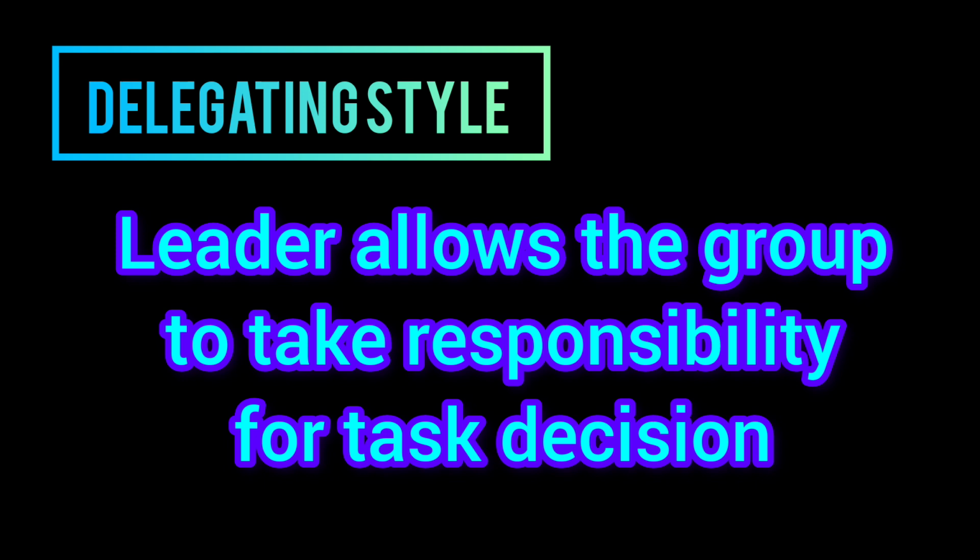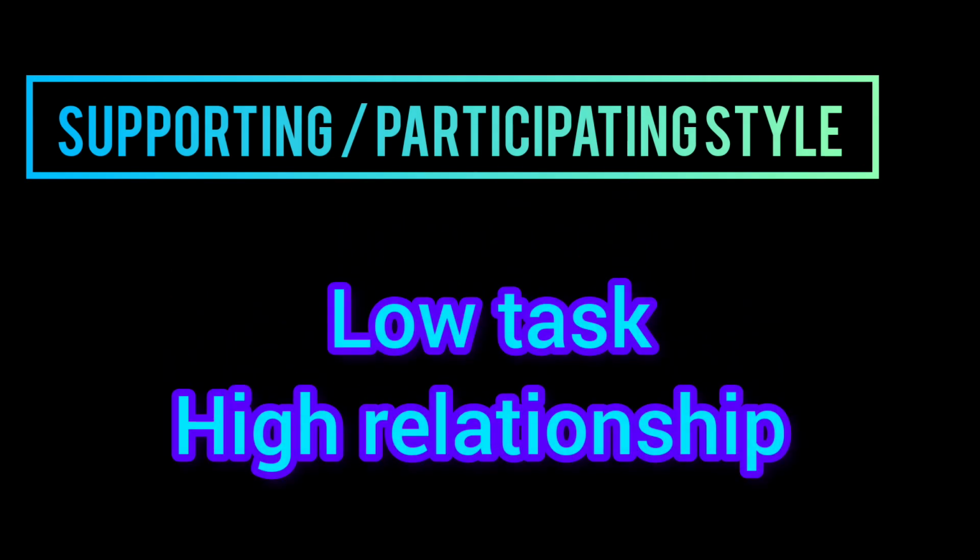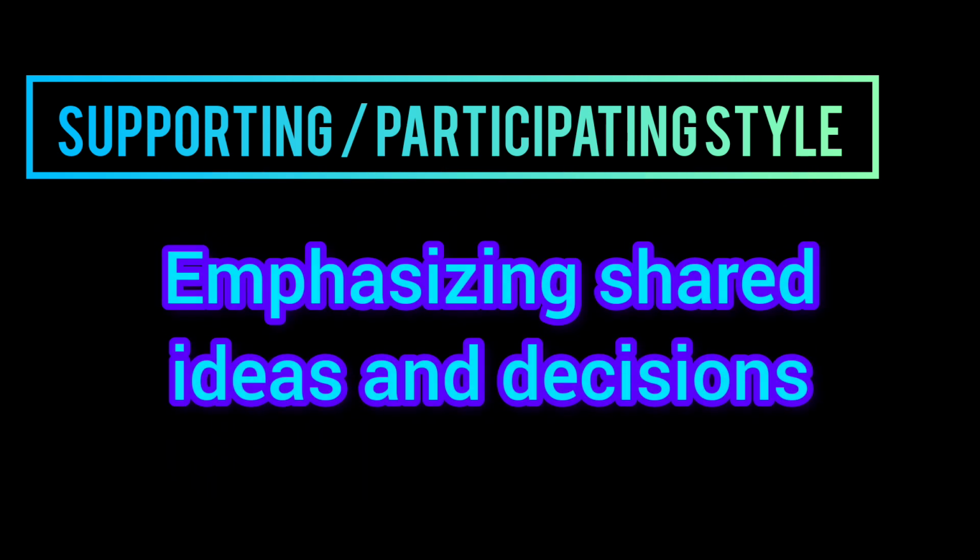Now going to the next one, that is the supporting or participating behavior, which implies low directive behavior and high supportive behavior. The leader works with the team, shares decisions, and shares different types of responsibilities, and there is basically two way communication because followers have enough ability and knowledge. So I think this is clear.